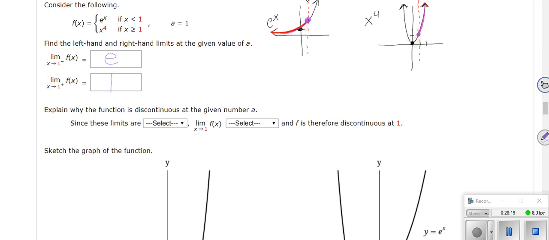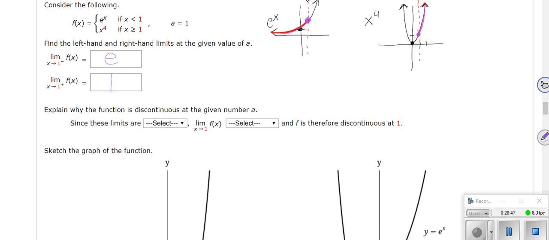So it says, explain why the function is discontinuous at the given number a. Now remember what it means to be continuous. The limit of the function at that point has to equal the value of the function at that point. Well, obviously that isn't true. E does not equal 1, so it's discontinuous. So since these limits are not equal, the limit of f of x as x approaches 1 does not exist, and f is therefore discontinuous at 1.